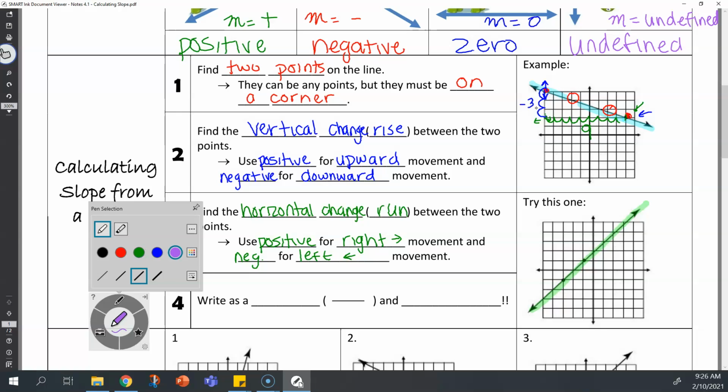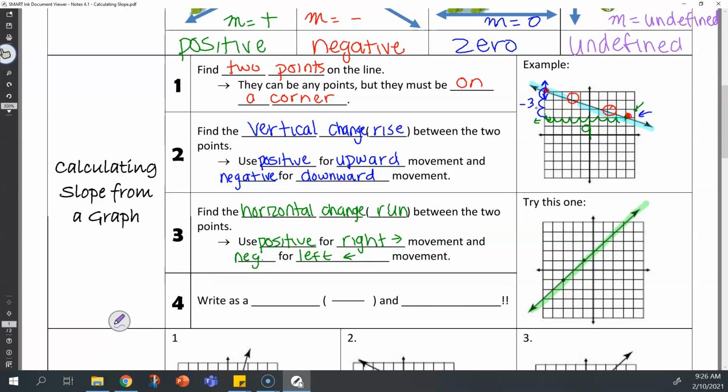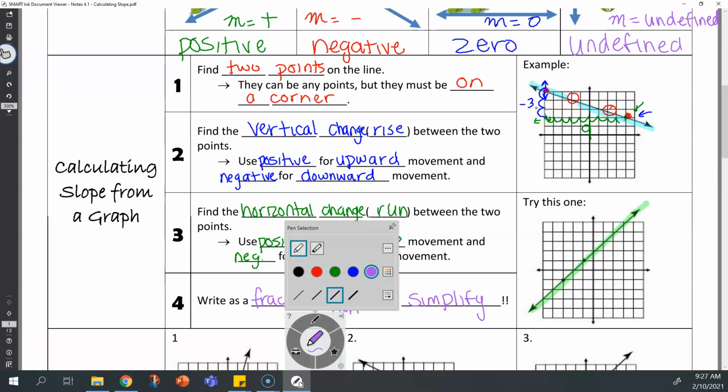And then my very last step is to write it as a fraction with your rise number on the top and your run number on the bottom. Once I've written that fraction, I'm going to simplify. So in my example, I want rise over run. My rise was my up and down change. So my rise here is negative 3.